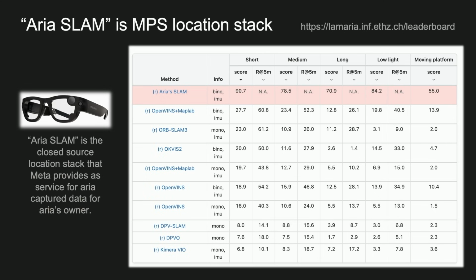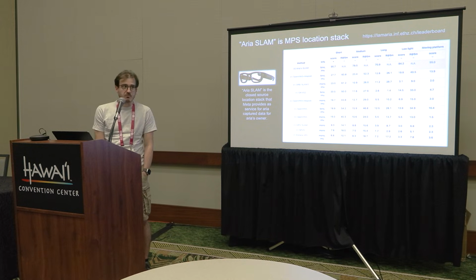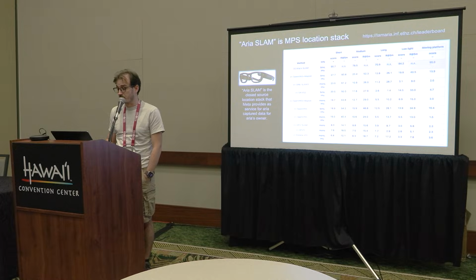So today, if you go on the LaMAria website, on the leaderboard, you see this table. This table contains a few usual suspects in the realm of visual inertial algorithms. You find OpenVINS, ORB-SLAM3, OKVIS, and you find something called Aria SLAM. Aria SLAM is a SLAM stack that powers our machine perception service internally. And on the LaMAria dataset, Aria SLAM is way better than every open source alternative around. So we'll try to find exactly why this is the case.